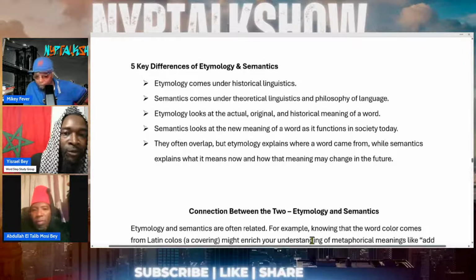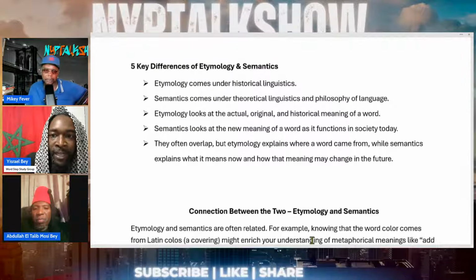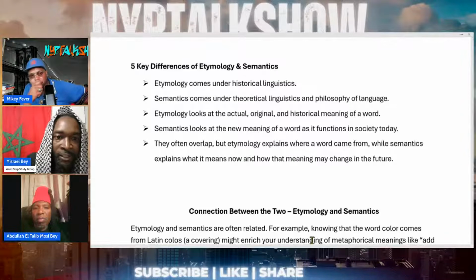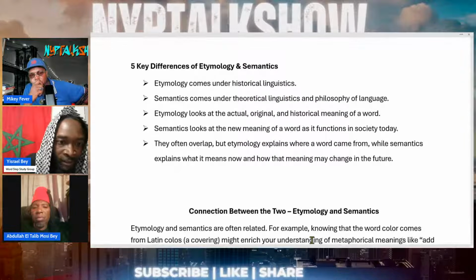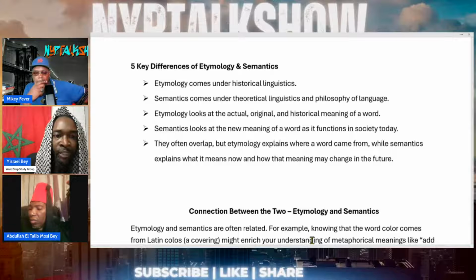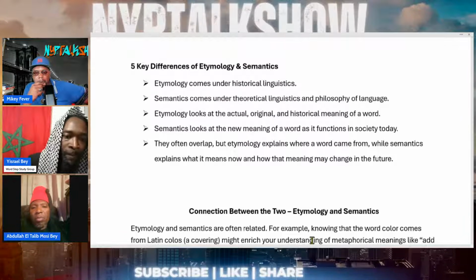Etymology comes under historical linguistics. Semantics comes under theoretical linguistics and philosophy of language. Etymology looks at the actual, original, and historical meaning of a word. Semantics looks at the new meaning of a word as it functions in society today. They often overlap, but etymology explains where a word came from, while semantics explains what it means now and how that meaning may change in the future.